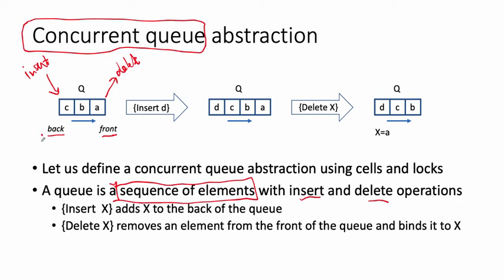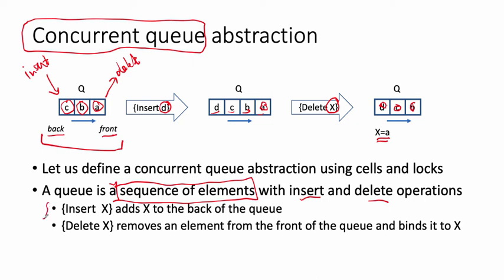So here we have a queue with A, B, C in there. Assume now we insert D. Well, then the queue will be A, B, C, D. If we now delete X, so X will be the output, then we will remove the front. So we remove the A, and we will bind X to A, and the queue will contain B, C, D. So you can see elements go in on one side and go out on the other.